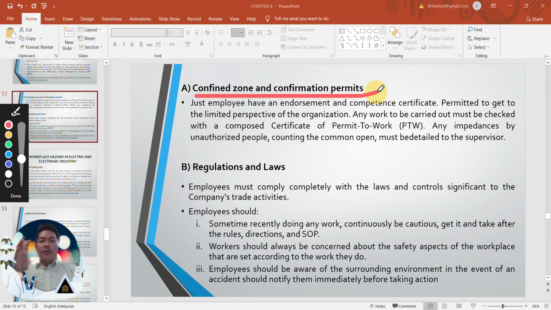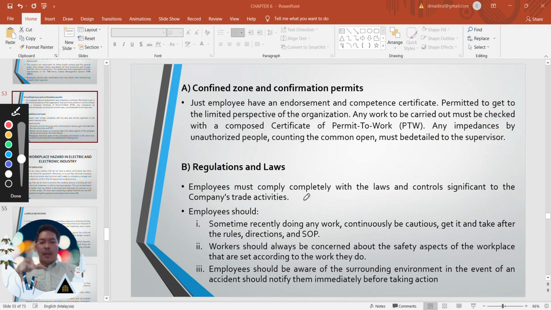Confined zone and permit confirmation. Only employees who have an endorsement and competence certificate are permitted to access the restricted areas of the organization. Any work to be carried out must be checked with a written permit to work, or PTW. Any interference by unauthorized people, including the general public, must be reported to the supervisors.